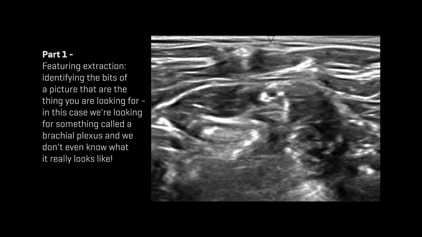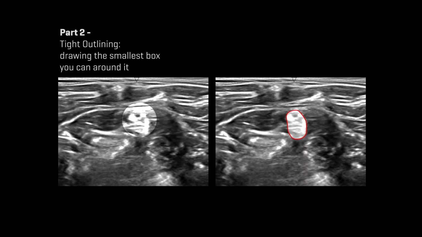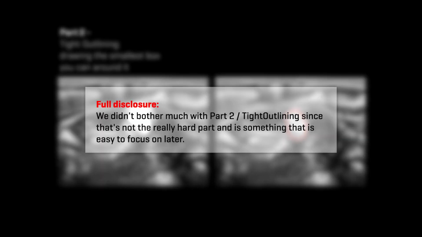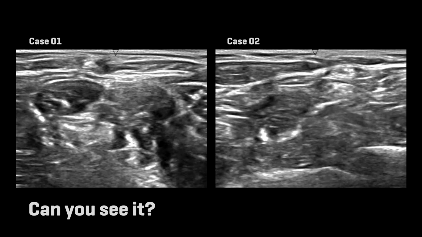The first part is something called feature extraction. So that's identifying the little bits of a picture that are the thing you're looking for. Part two is drawing a tight outline against that brachial plexus once you've found it. So you can think of it as drawing the smallest box you can around the brachial plexus. So in the interest of full disclosure, we didn't really bother much with part two this time around, since, first of all, that's not really the hard part, and second of all, it's something that we can easily focus on later. So it's really hard to know whether the brachial plexus is there many times. I mean, check out these two pictures.